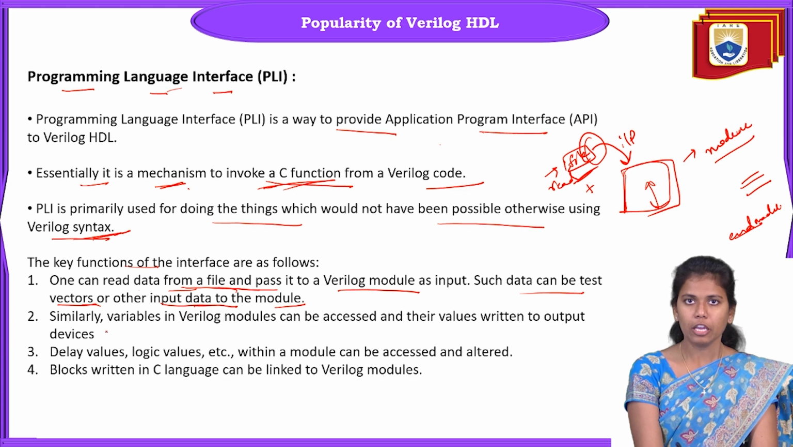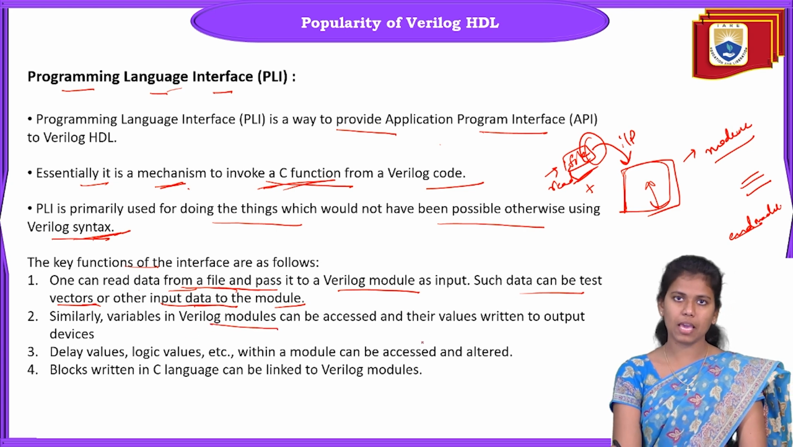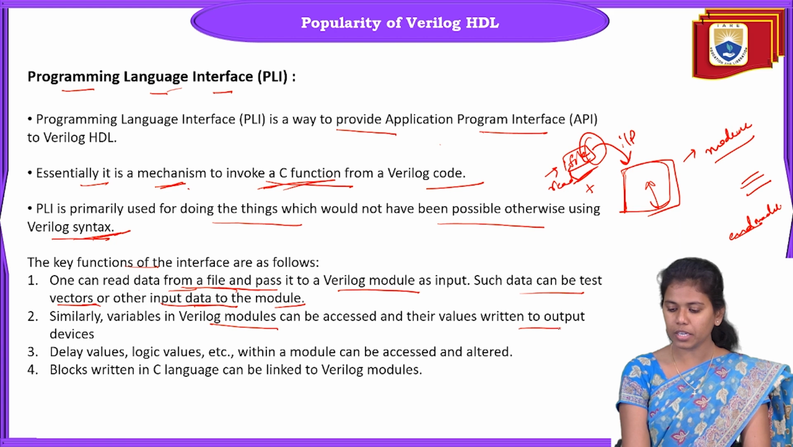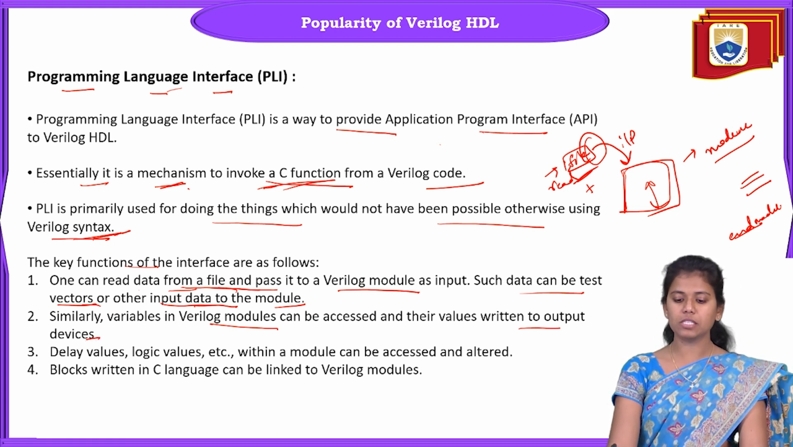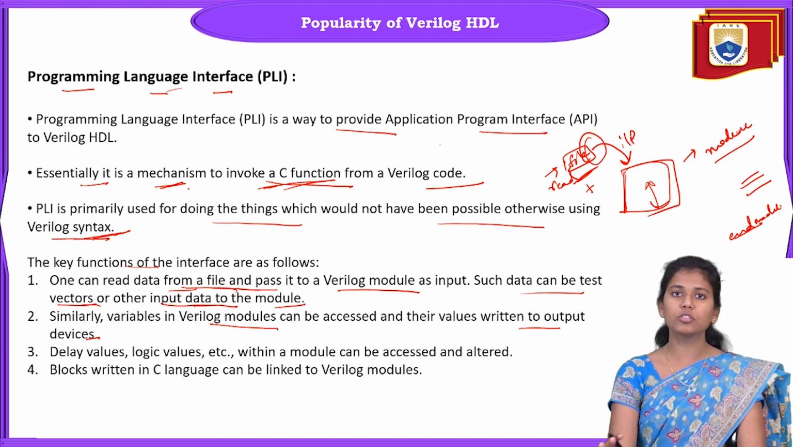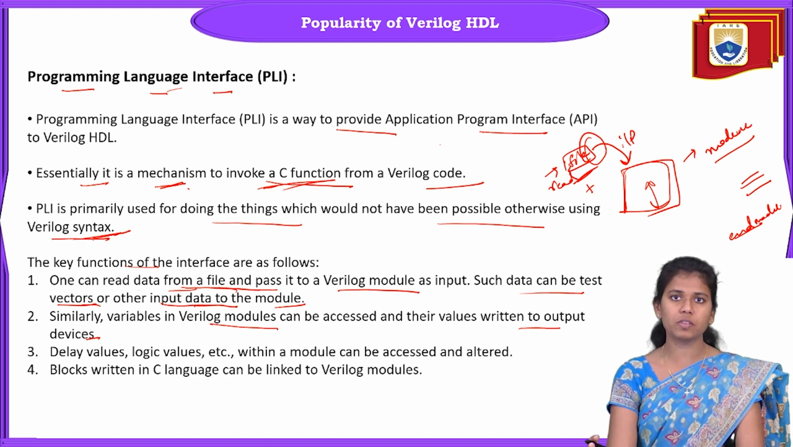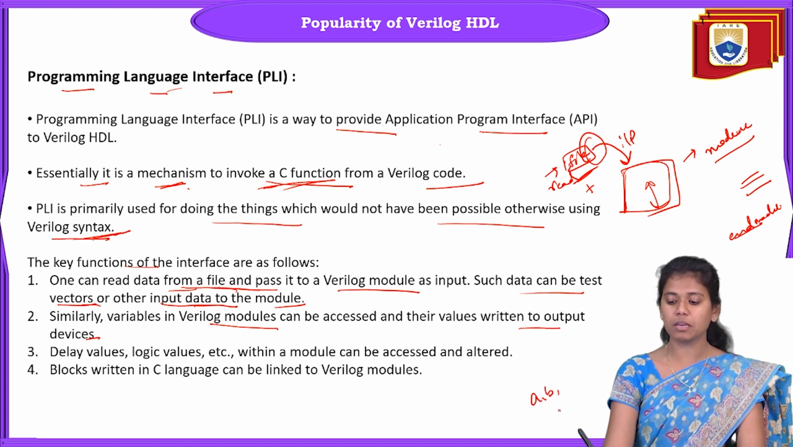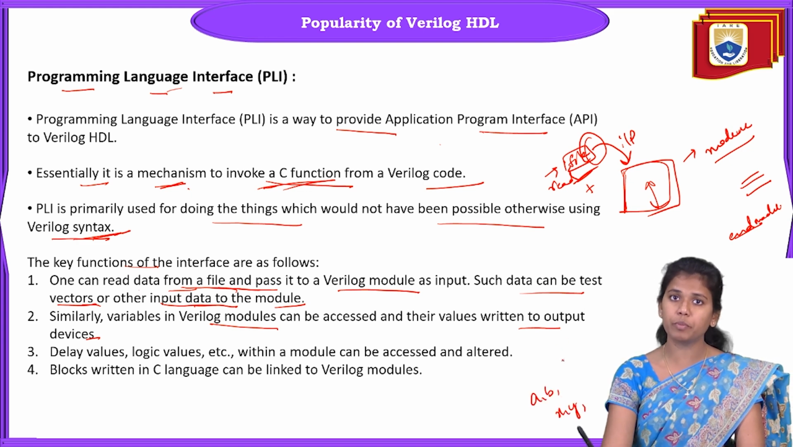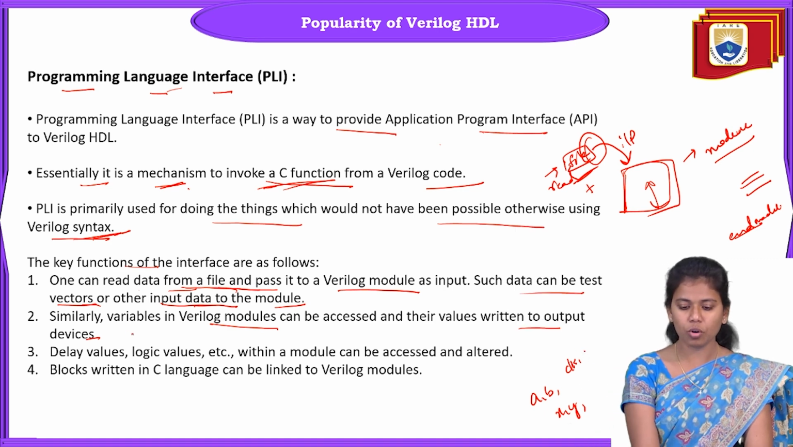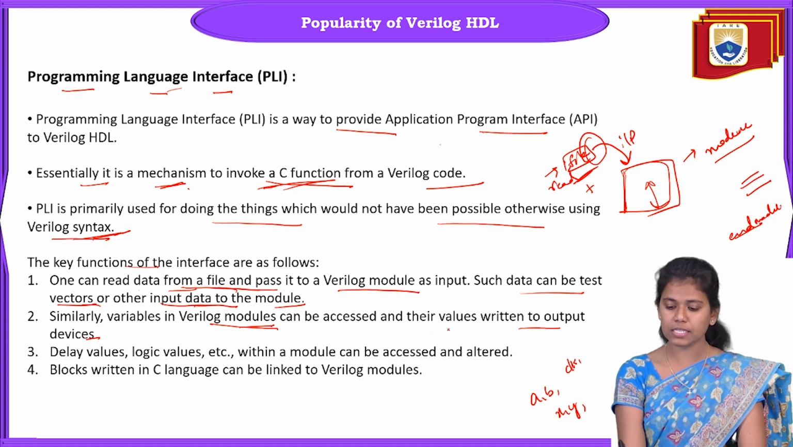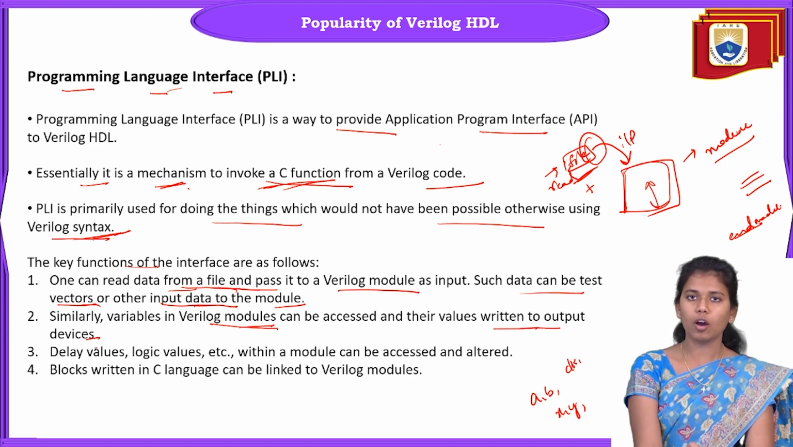Next, similarly, variables in Verilog modules can be accessed and their values written to output devices. So here the second point is variables in the Verilog modules. In Verilog modules, you have different types of variables that we represent. Sometimes we represent them with A or B, sometimes with X or Y, sometimes with clock. These are a few of the variables that we represent. So variables in Verilog modules can be accessed and their values written to output devices.